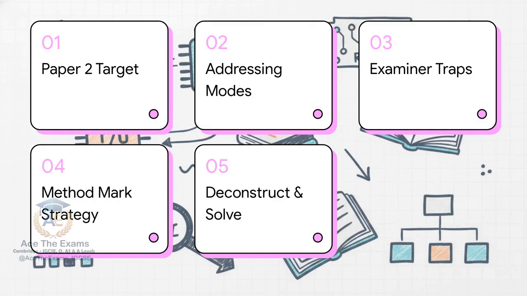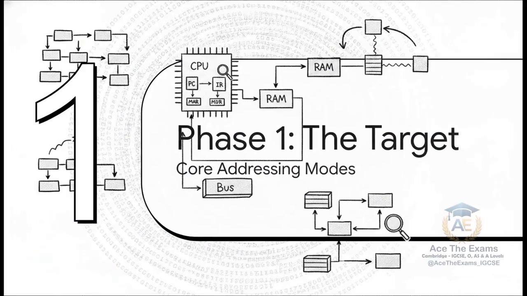So here is our master plan. Phase 1, we establish the Paper 2 target. Phase 2, we secure the core addressing modes. Phase 3, we uncover the top examiner traps. Phase 4, we deploy the method mark strategy. And finally, Phase 5, we execute the deconstruct, solve, and evaluate protocol. All right, let's initiate Phase 1, the target.